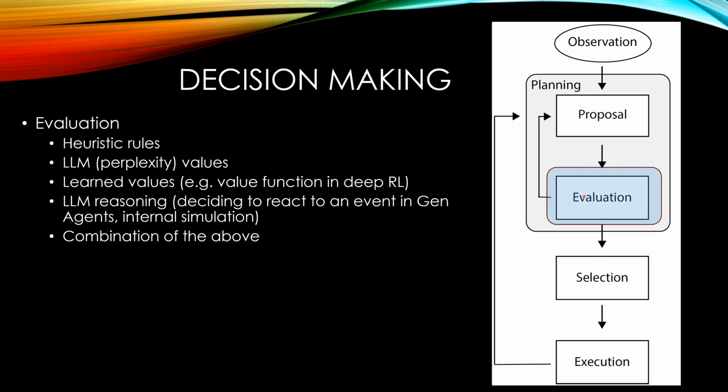In the evaluation portion, there are various ways to perform this. For example, you can use heuristic rules, LLM values, learned values, for example, the value function in deep reinforcement learning. You can even ask the LLM to reason, for example, in generative agents, whether an agent decides to react to an event is decided by an LLM. And another trend currently is to ask the LLM to do internal simulations to see what will happen if the action is taken.